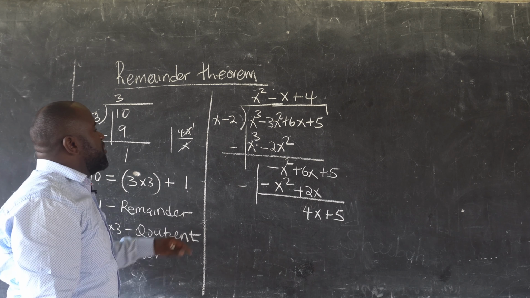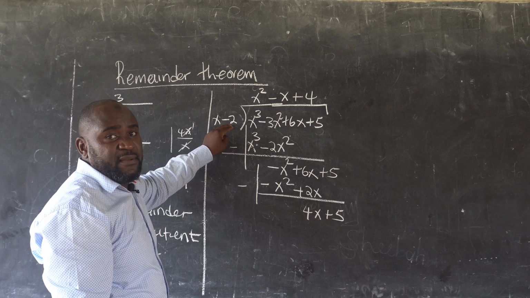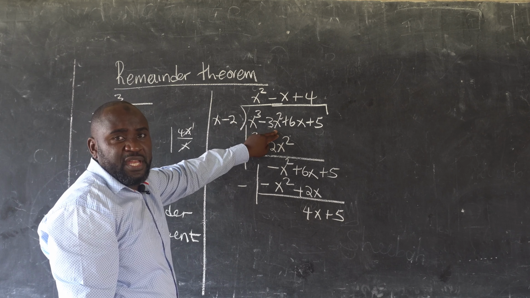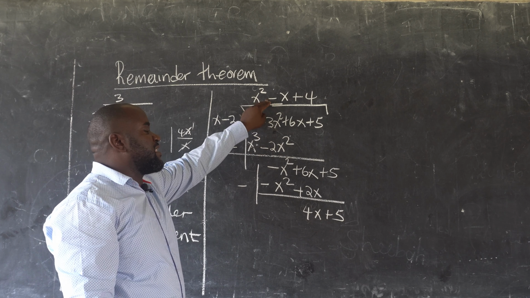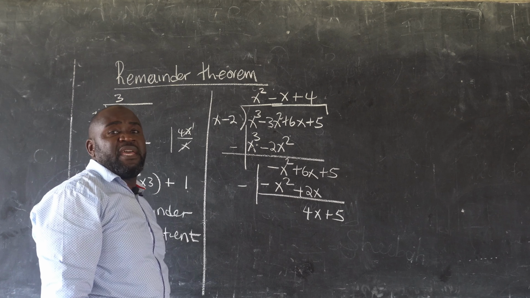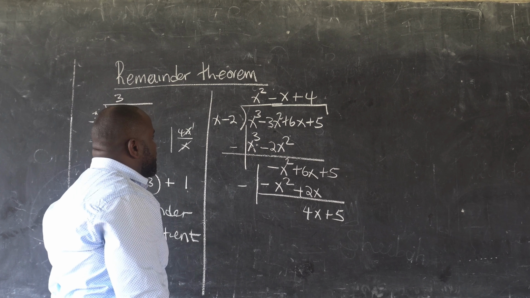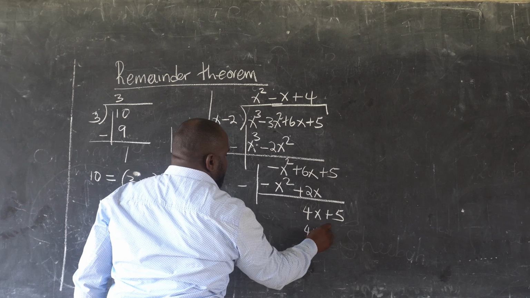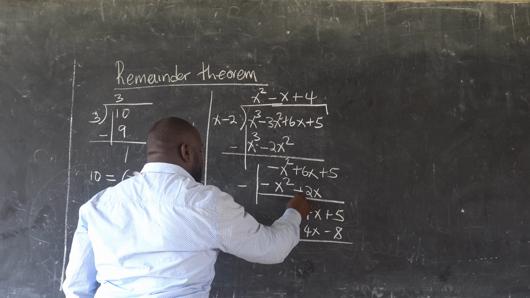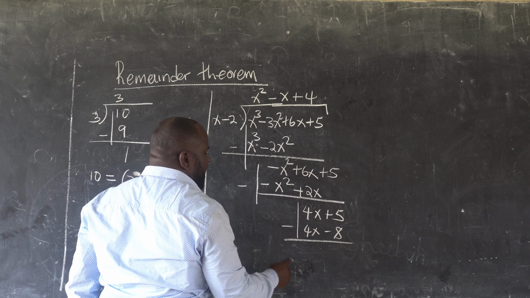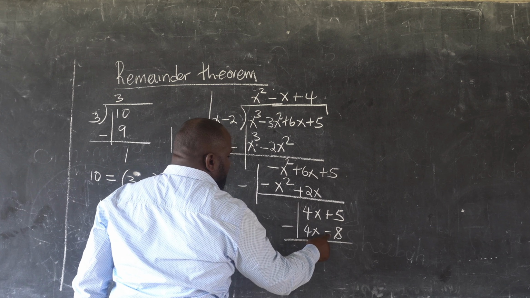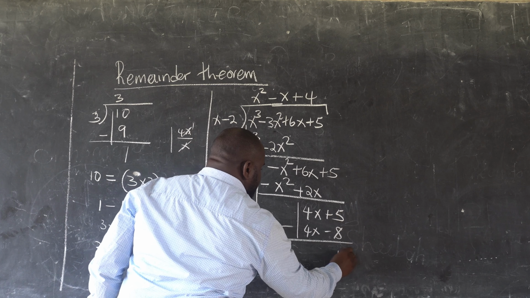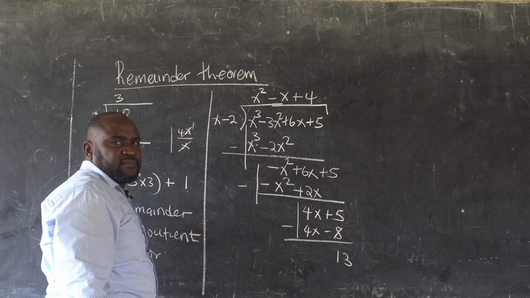So even here we are going to see that x minus 2 is the divisor. This is the polynomial we are dividing. What we are getting here is the quotient. What remains will be the balance. So 4 times the divisor, we shall get 4x minus 8. When you subtract, we shall have a 0. Negative 8 plus 5, the answer is 13.